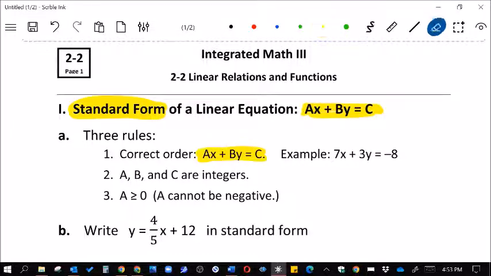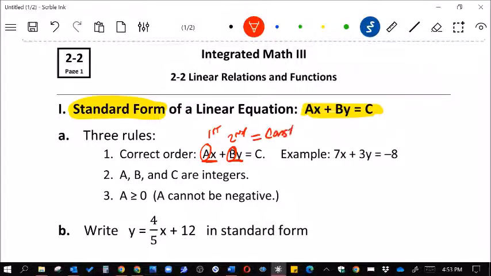Think about the fact that the Ax is first, and then second is the By. On the other side is the constant. And it must be in that order: the x first, then the y, and on the other side, the constant. Remember that A is the coefficient of the x, B is the coefficient of the y, and then the C is separated from them. So the correct order is one of the rules that you need to have standard form.